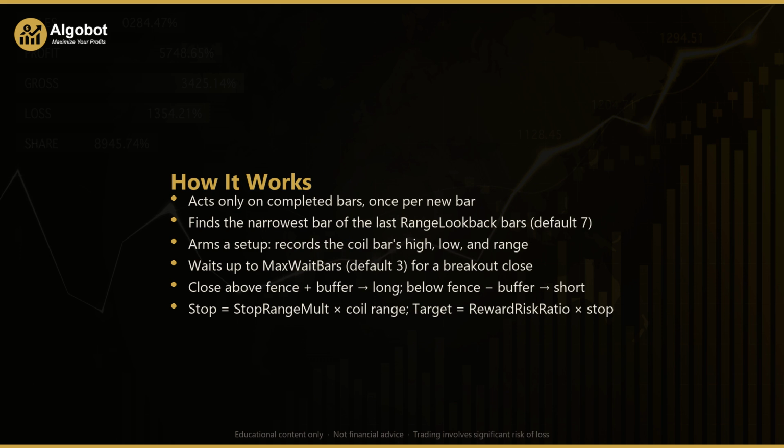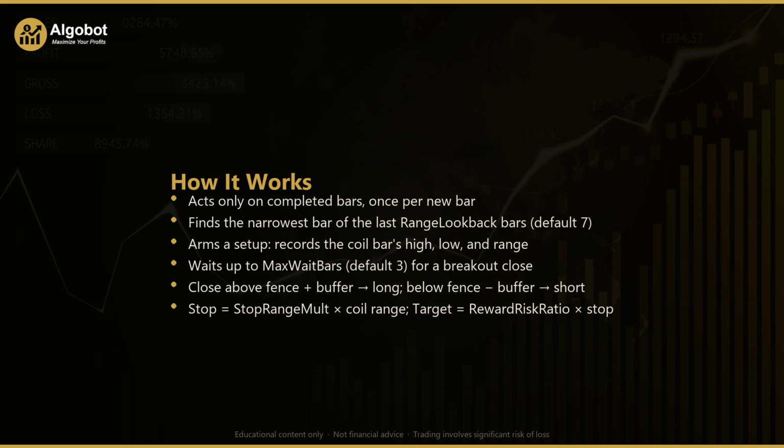When a coil is found, the strategy arms a setup. It records the coil bar's high and its low. Together, these two levels form what we can think of as a breakout fence. The distance between them, the coil's range, becomes the strategy's fundamental unit of risk. Now the EA enters a waiting period. Over the next few bars, controlled by the MaxWaitBars parameter, which defaults to 3, it watches for price to close decisively beyond the fence.